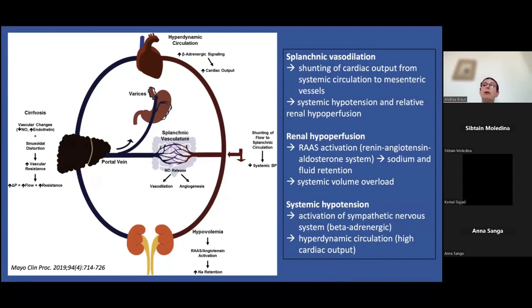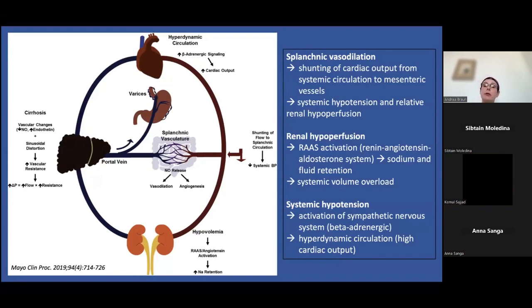And then the renal hypoperfusion, because the blood is in the splanchnic vasculature, not in the kidneys. The body of a cirrhotic thinks that the total volume of the patient, blood volume or intravascular volume, is reduced. And what do the kidneys do if there's not enough volume? They try to retain volume, right? So the RAS, the renin-angiotensin-aldosterone system, gets activated and tells the kidneys to retain both sodium and fluid.